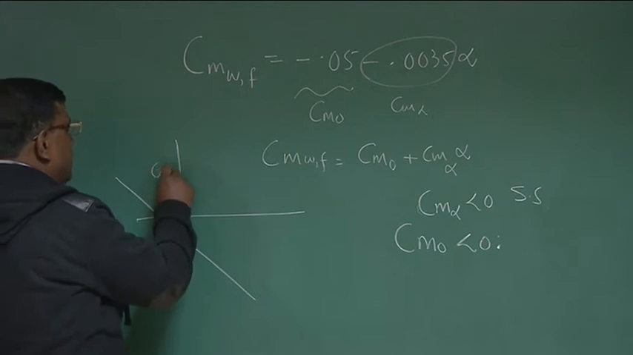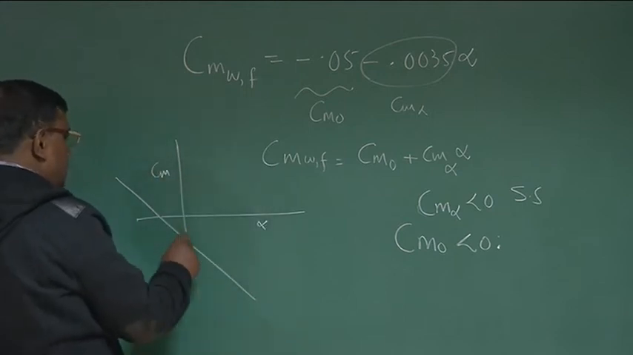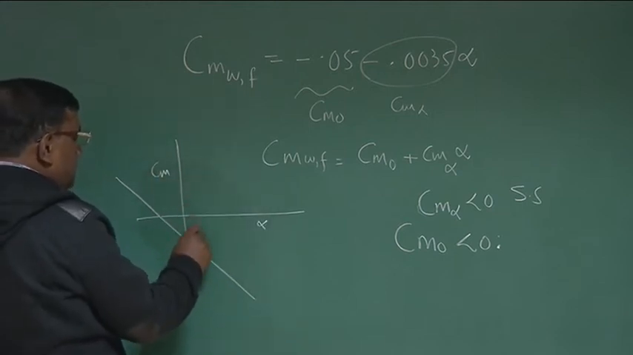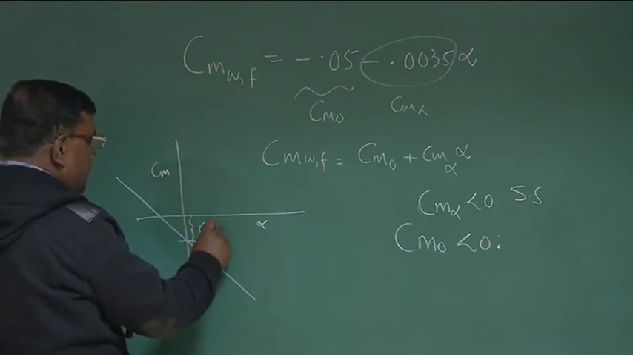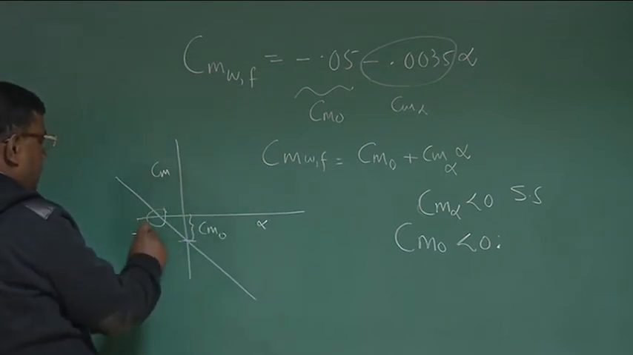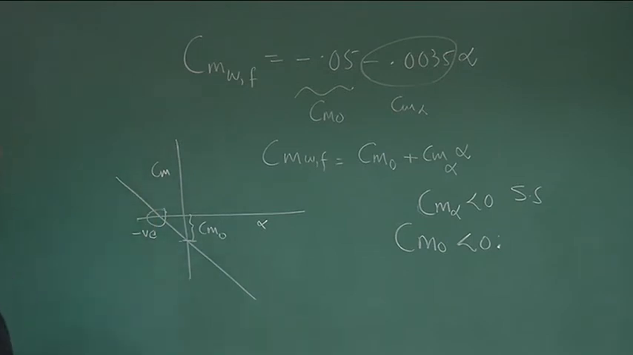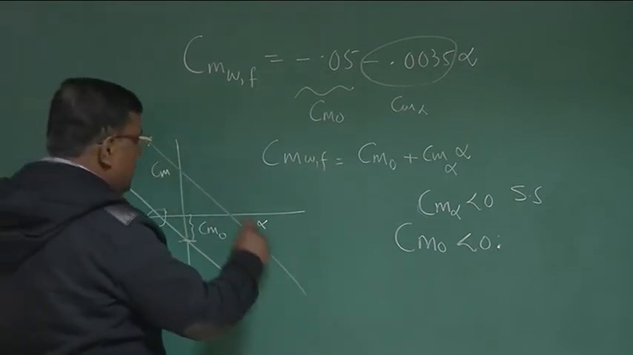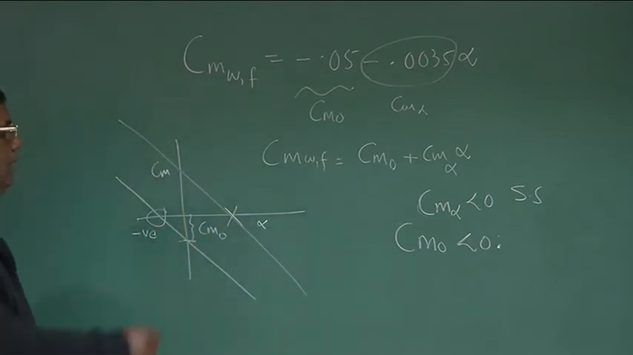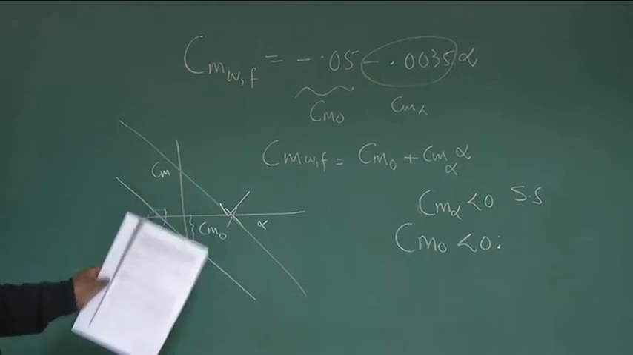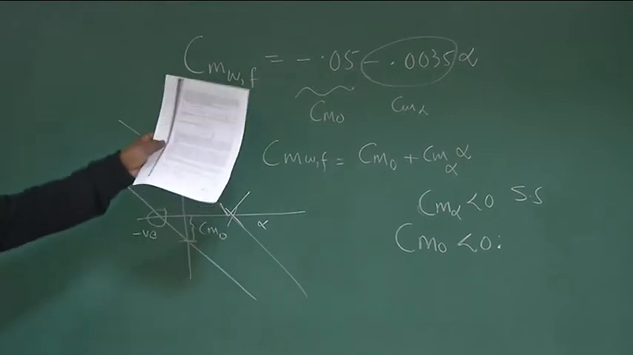This is Cm, and this is, let's say, alpha or Cl. So if Cm naught is negative, this is Cm naught, then the trim is at negative angle of attack, which we do not want. We want something like this. It should be trimmed at positive angle of attack. This is what we are looking for. So we understood that this cannot be trimmed at positive angle of attack with this sort of a number.